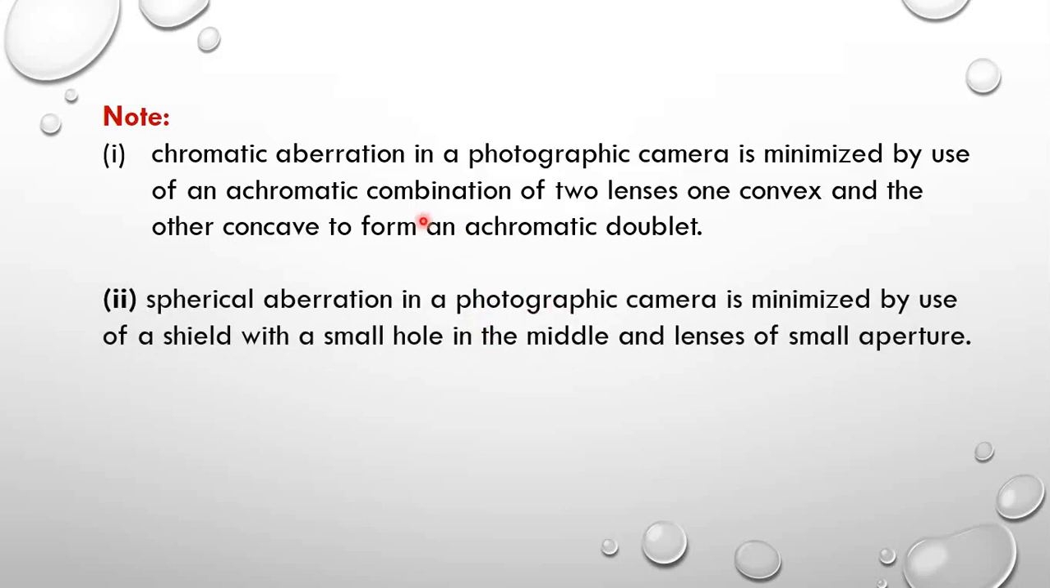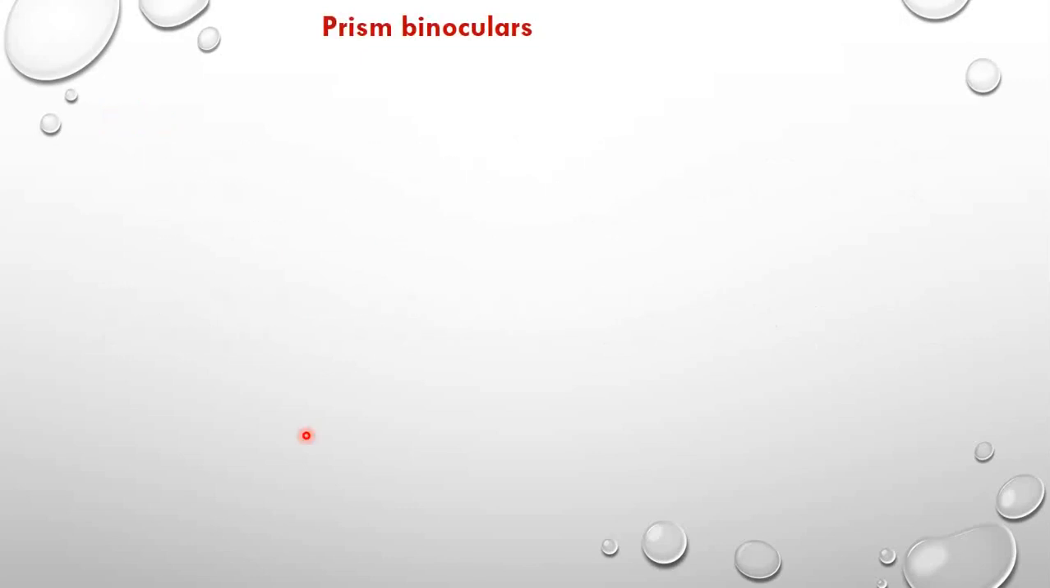Okay, so that is about the photographic camera. Let's go ahead and look at the prism binoculars. Remember, we looked at the prism binocular as one of the applications of total internal reflection, and we said we would discuss it later on. So here we are going to be discussing this prism binocular, and we have to know that it applies mainly the principle of total internal reflection.